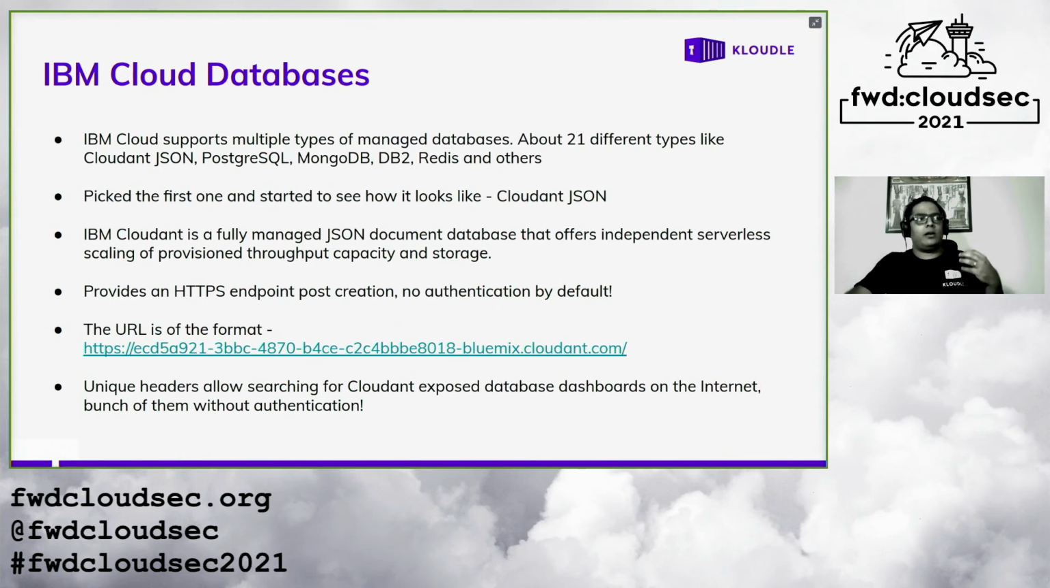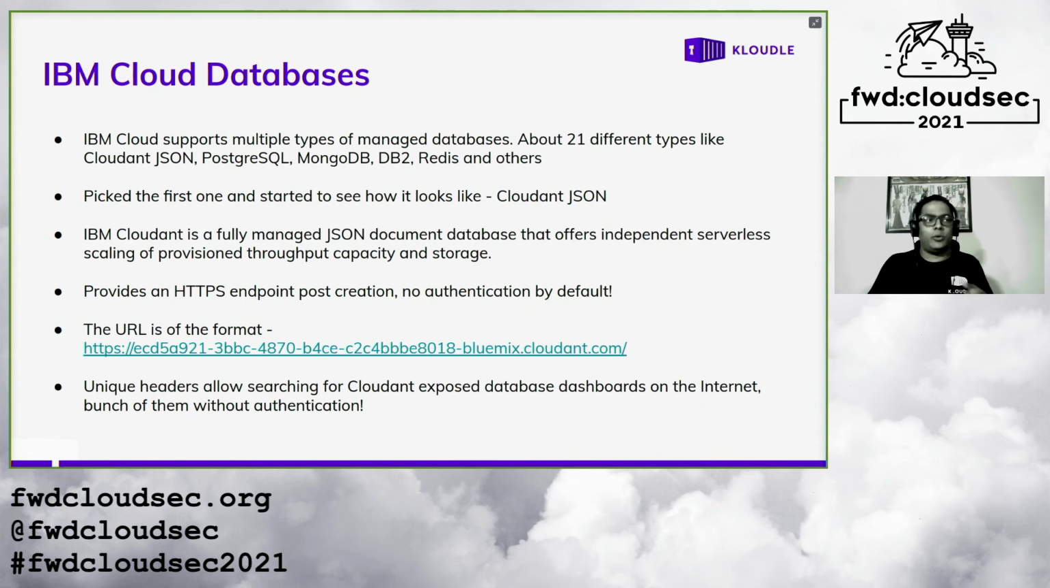When I created a cloud database with the IBM Cloud interface that was available, they have 21 different types of cloud services. You could create a Cloudant JSON, which is essentially a NoSQL database. You could create a Postgres. You could create a Mongo. You could create Redis, MySQL. I picked up the first one to just generally see how it would look like, which was Cloudant JSON. Turns out Cloudant was a company that IBM acquired, right?